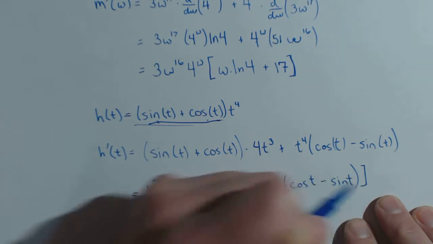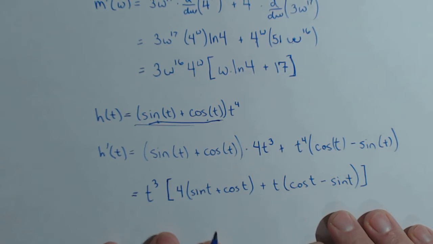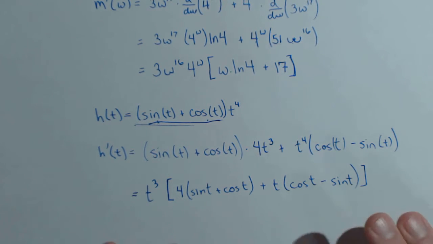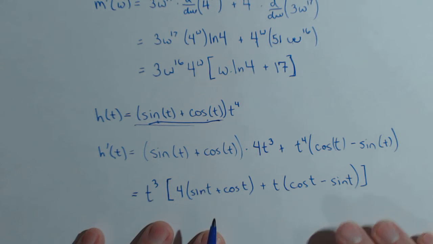There's nothing else we can factor out, so at this point we'll leave it here, and then if we needed to do something with this derivative we could decide if we wanted to simplify further. So there's a couple examples of the product rule.